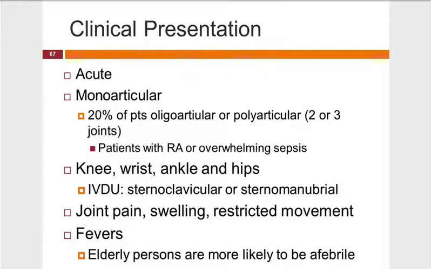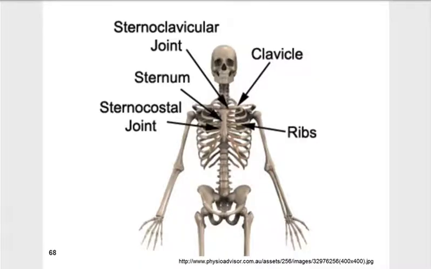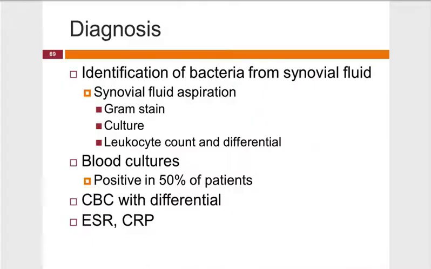And in case we forgot our anatomy, here's my friend here. So there's your clavicle and your sternum, so your sternoclavicular joint would be right here. About 50% of your patients will have positive blood cultures, so that makes it nice. But really, the diagnosis requires aspiration of the joint.